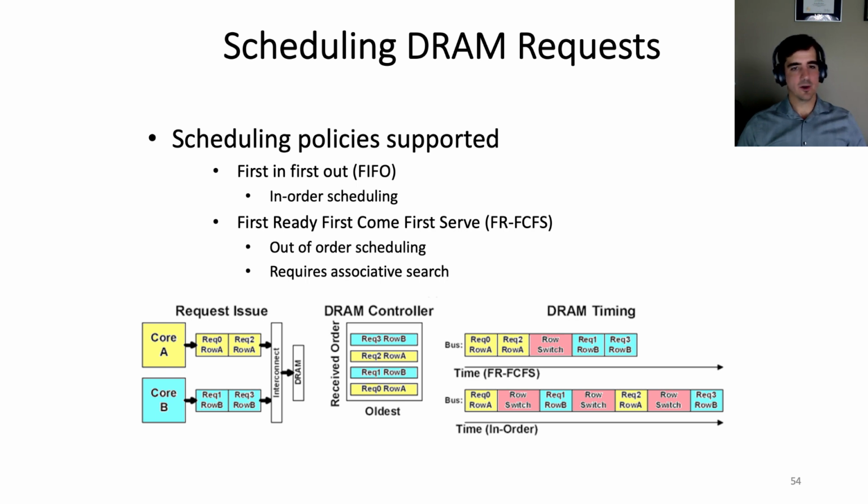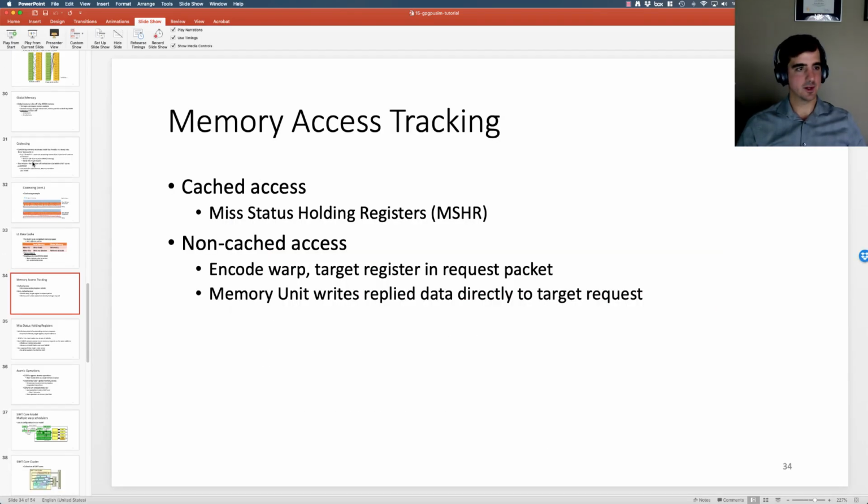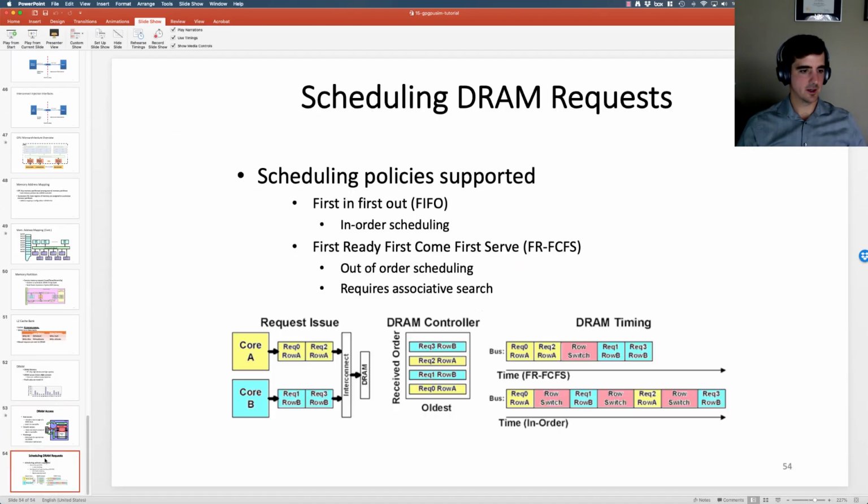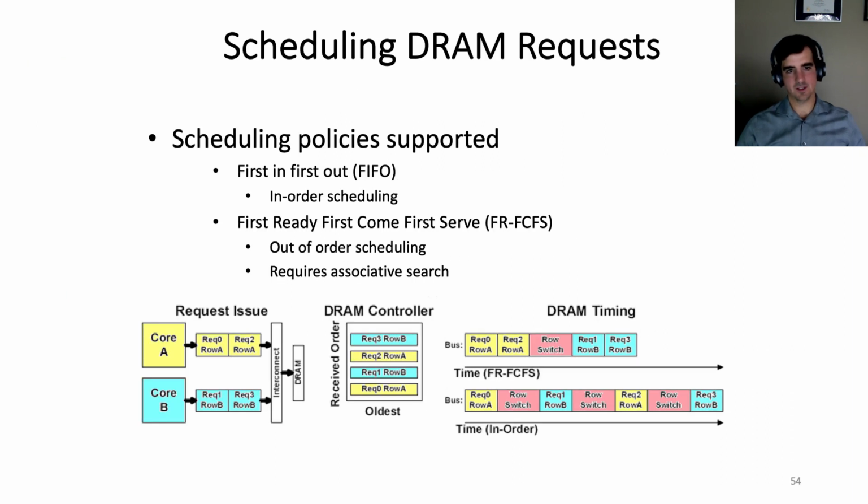Now, why is this important? Well, it means that you can actually play games with the memory controller to do more intelligent memory timing. So the simulator comes with two different pre-built types of memory controllers. A simple FIFO memory controller, which just processes the accesses in the order that they came, and then a first ready, first come, first serve scheduling algorithm, which will process those requests out of order.